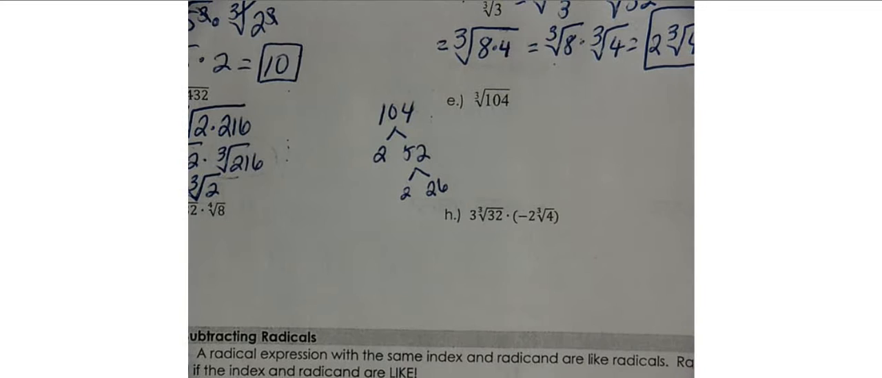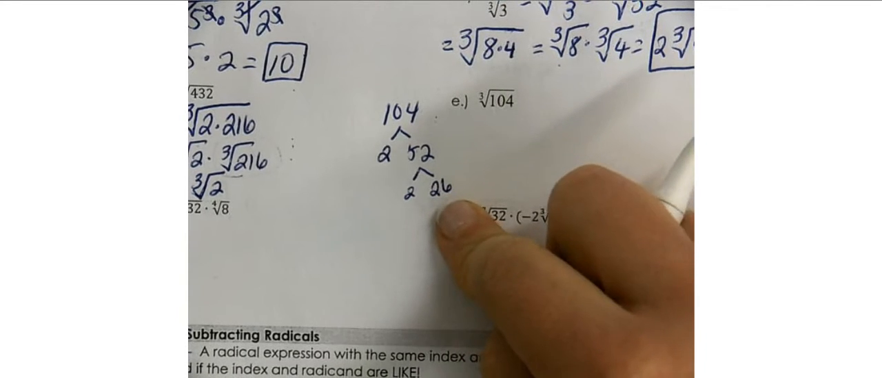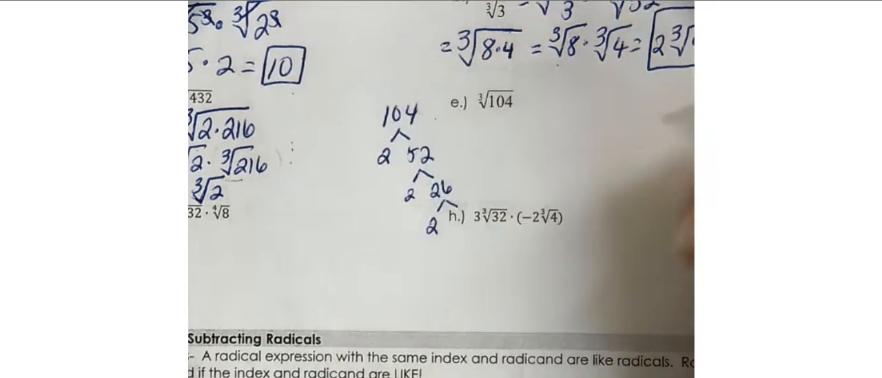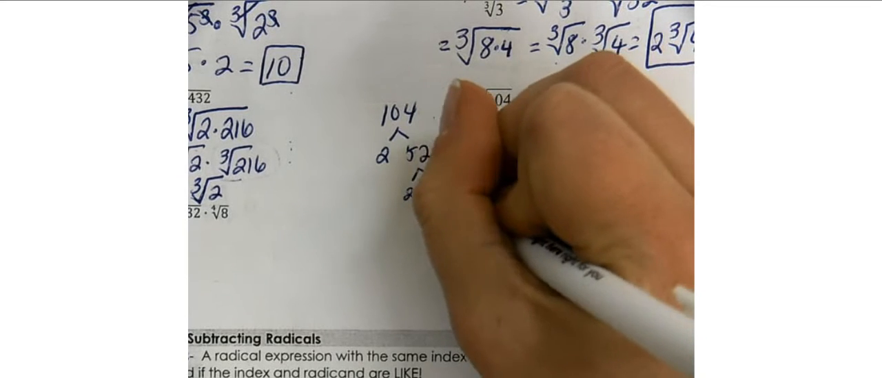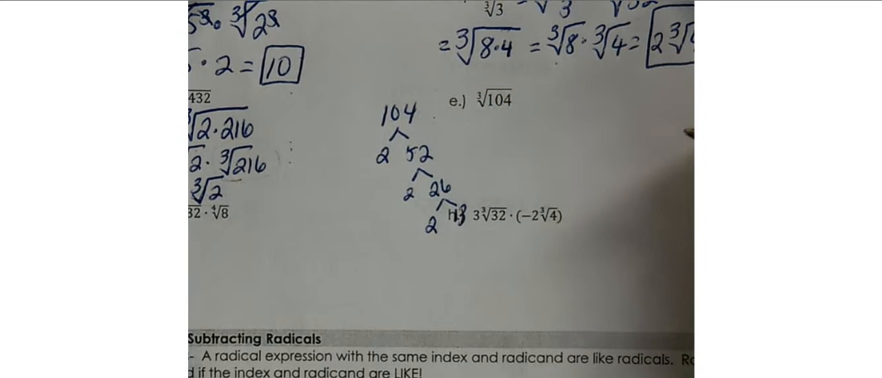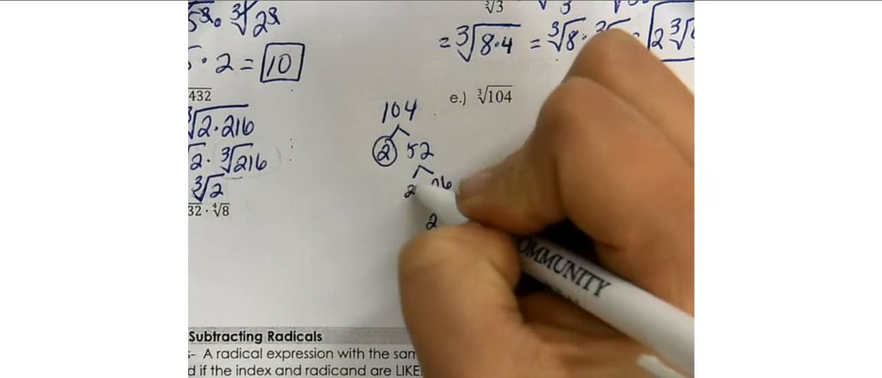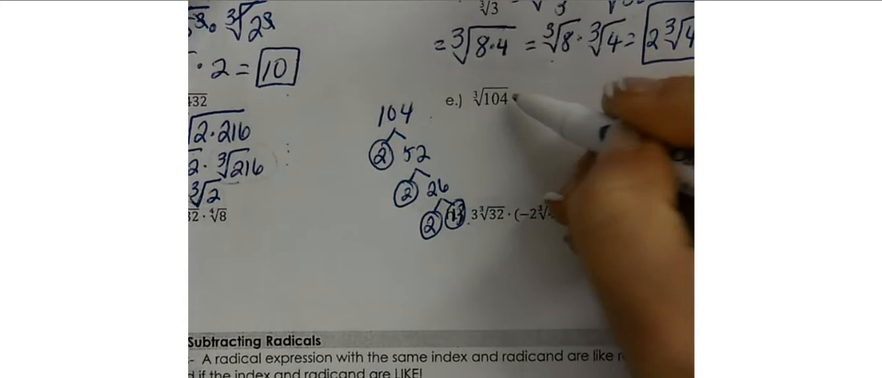So even that doesn't really help me because 26 is not a perfect cube number. But I do know that 26 is even. So I'm going to keep going and divide it by 2 again. And I know that 26 divided by 2 is 13. Okay, so 13 is a prime number, and I can't even break it down anymore. But this is what I do have. I have 2 times 2 times 2 times 13 is equal to 104.